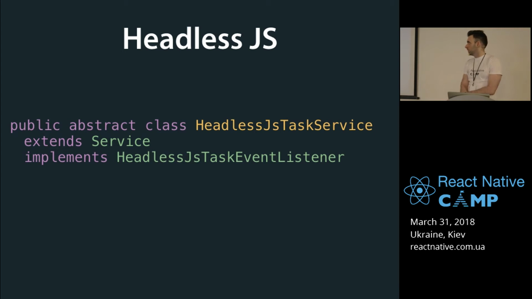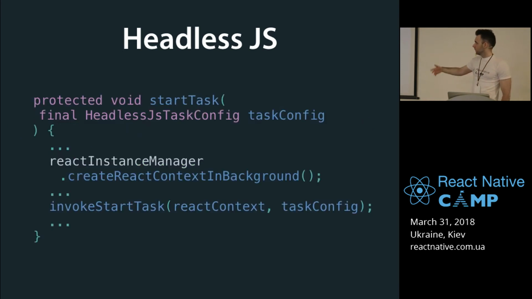So they extend the Service class, in Java you extend Service, and it does some stuff, right? And if you dig deeper into this code, for starting JS tasks, there is at some point a call of createReactContext in the background, right? So this React Native instance I was talking about before has to be attached to that service. And this is the way with headless JS we can run this JS code in the background.